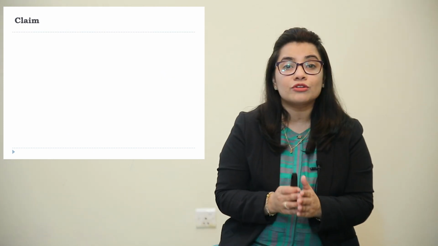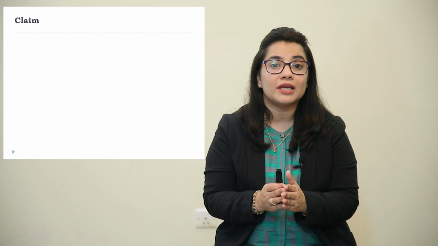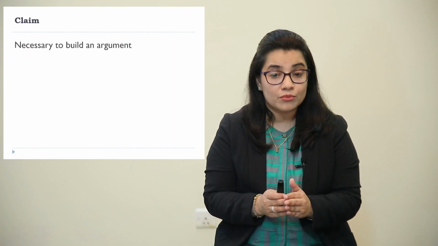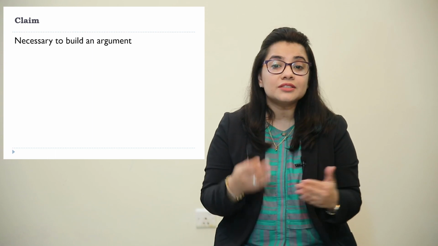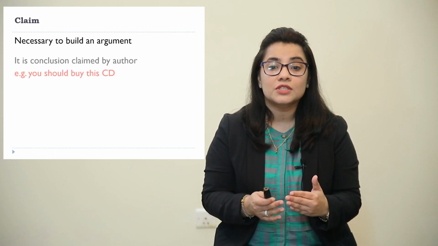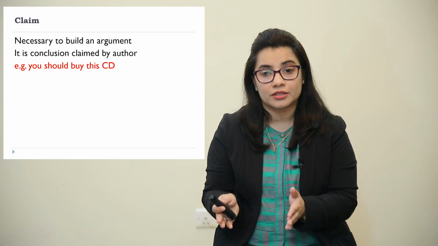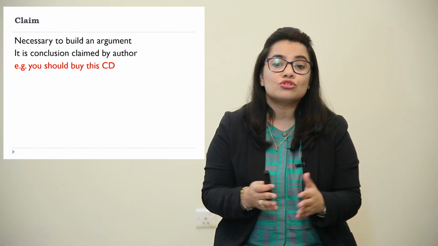Let me tell you what are the 4 components of developing the critical analysis. The first one is claim. What is claim? It is necessary to build an argument. So what is claim? It is conclusion claimed by the author. For example, you should buy this study.